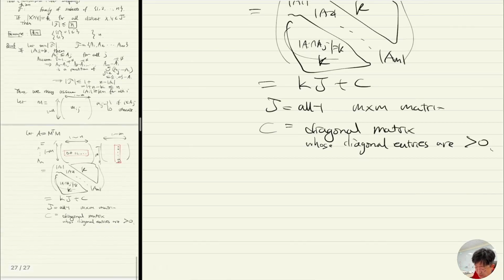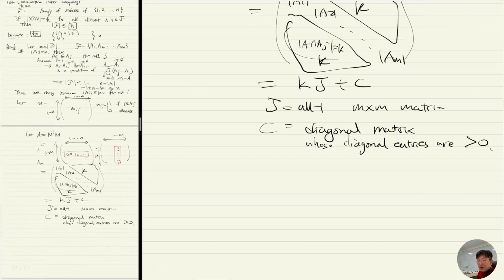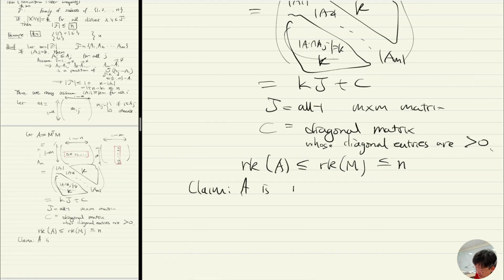All right, so that's the situation. So what can we do from here? Now we're going to observe the rank of A is less than or equal to the rank of M, because A is equal to M transpose times M. So the rank of a product of two matrices is less than or equal to the rank of one matrix, and this is less than or equal to the number of rows, which is n. All right.